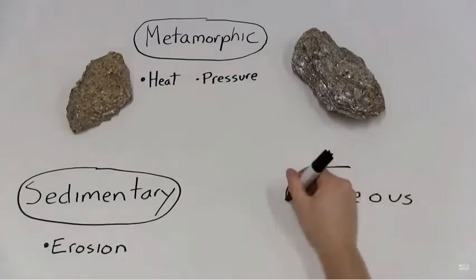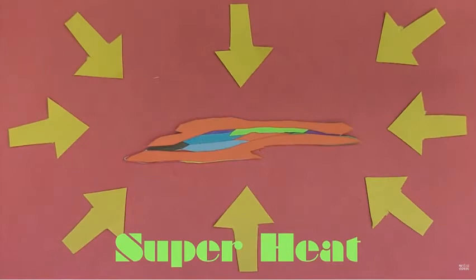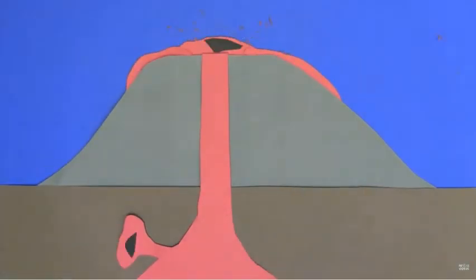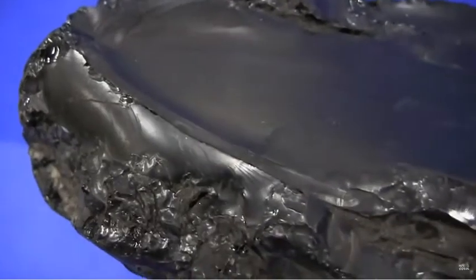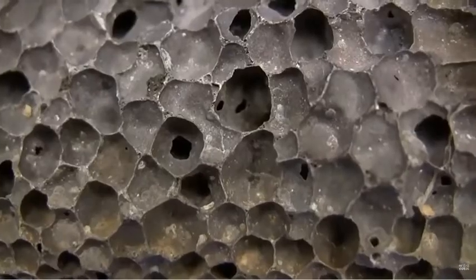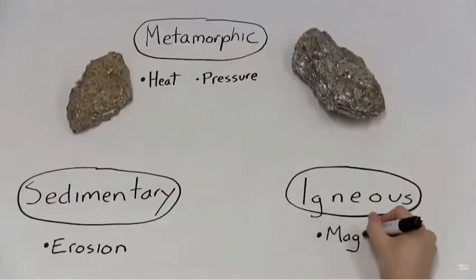The third type of rock in the rock cycle is igneous. When rocks get superheated deep within the Earth, they melt and form a liquid called magma. If magma rises to the surface or moves up in the Earth's crust, it begins to cool. Igneous rocks have a uniform structure throughout, but will have different properties depending on whether they cooled on the Earth's surface or within the crust.